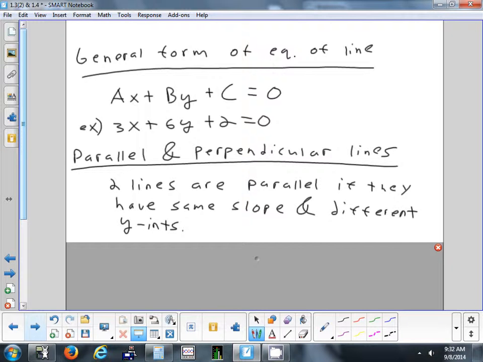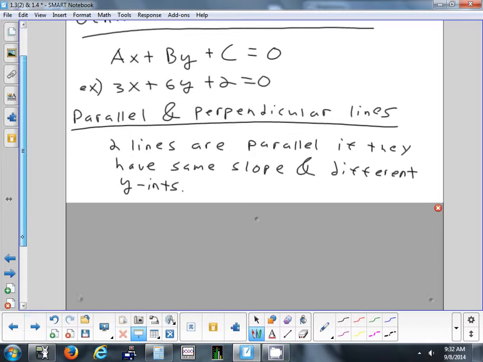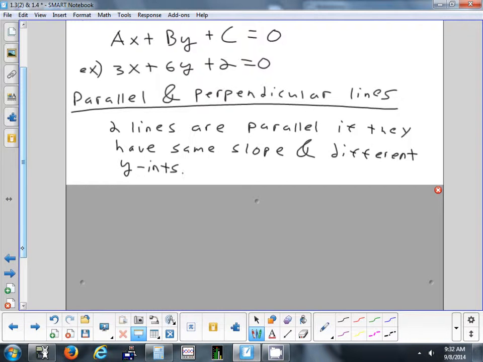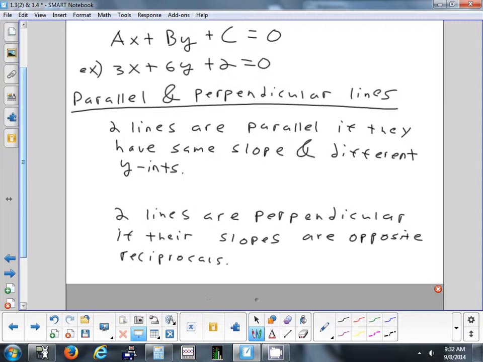Okay, and next we'll take a quick look at parallel and perpendicular lines. Two lines are parallel as long as they have the same slope, but they have to have different y-intercepts. What if two lines had the same slope and the same y-intercept? They wouldn't be parallel. They'd be the same line.